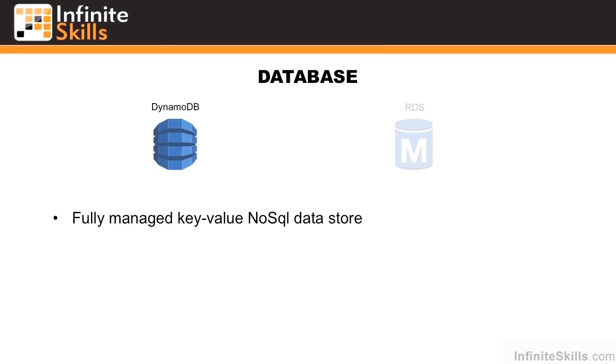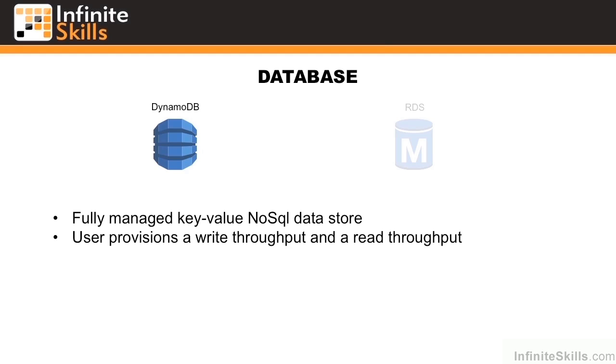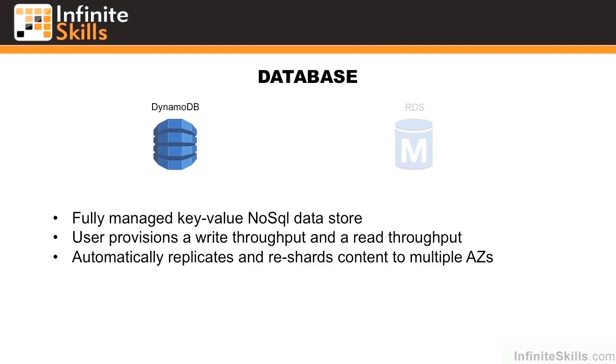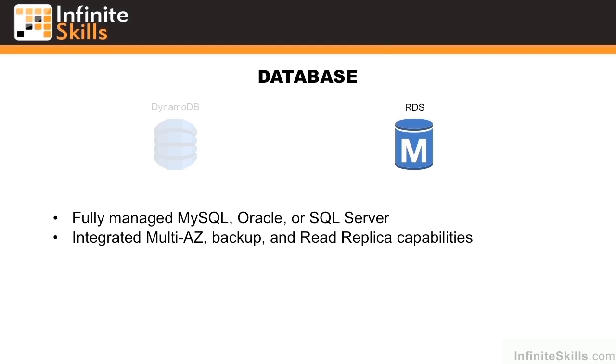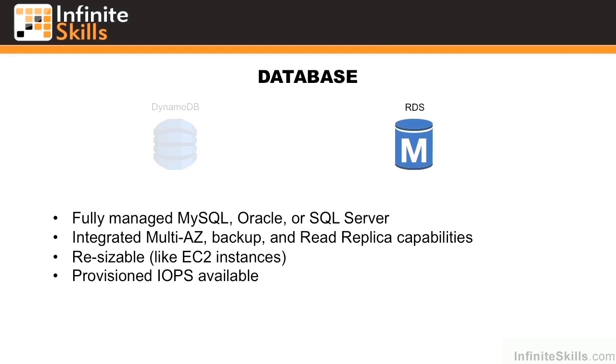In database, we have DynamoDB, which is a fully managed key-value NoSQL data store. The user, yourself, provisions a write throughput and a read throughput. DynamoDB on the backend will automatically replicate and reshard content to multiple AZs to enable that throughput. It's SSD-backed, which means it's very, very fast, under 5 millisecond reads and under about 10 millisecond writes. Also under database, we have RDS, which is fully managed MySQL, Oracle, or SQL Server. RDS uses native integration for multi-AZ deployments, backup, and firing off read replicas. It's resizable like EC2 instances, and provisioned IOPS are available.